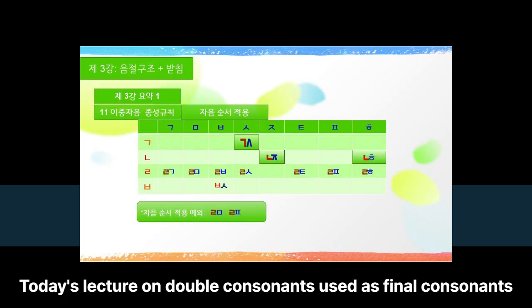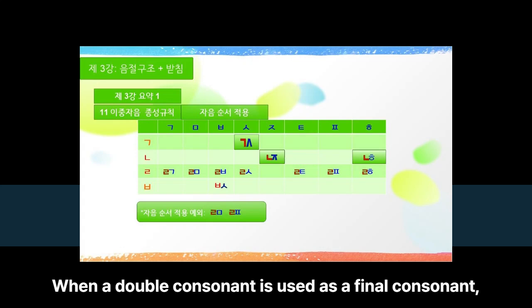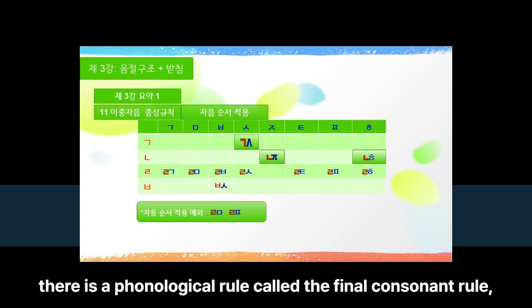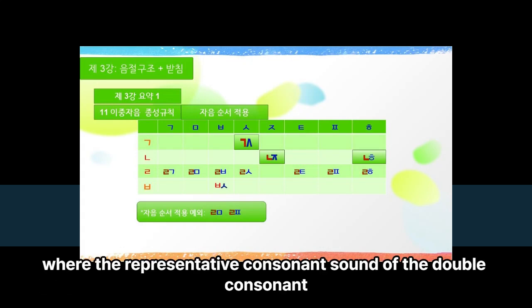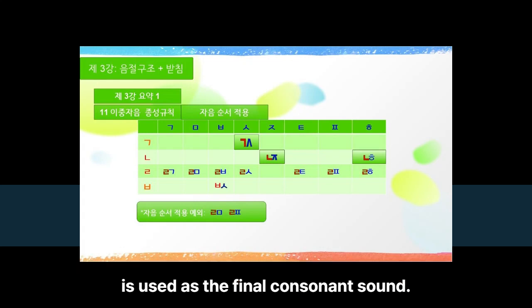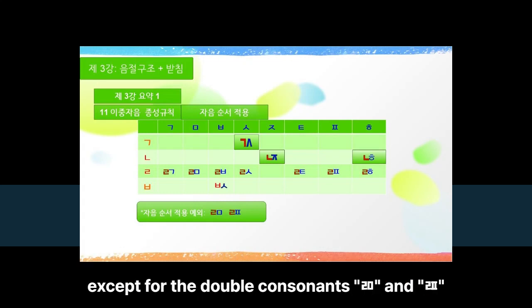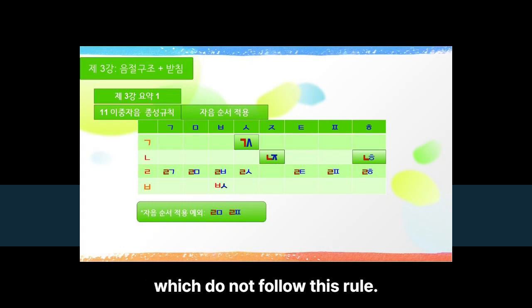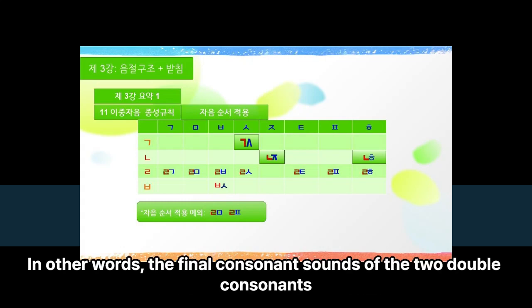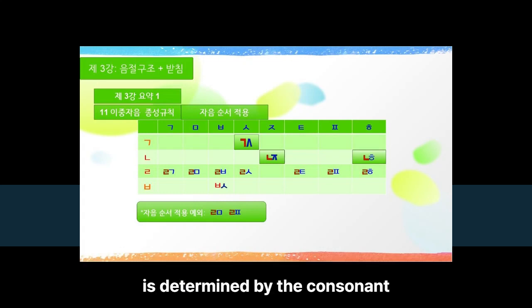Today's lecture on double consonants used as final consonants can be summarized as follows. When a double consonant is used as a final consonant, there is a phonological rule called the final consonant rule, where the representative consonant sound of the double consonant is used as the final consonant sound. These representative consonant sounds are determined alphabetically, except for the double consonants, riul mium and riul piup, which do not follow this rule. In other words, the final consonant sounds of the two double consonants is determined by the consonant that comes later in alphabetical order, not by the initial, riul.